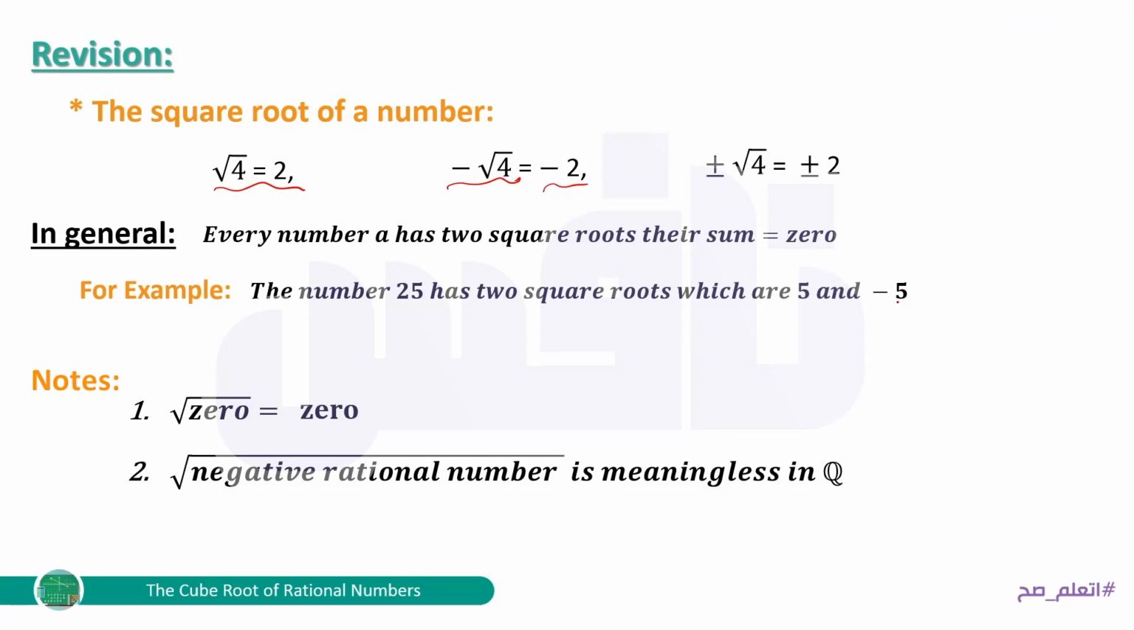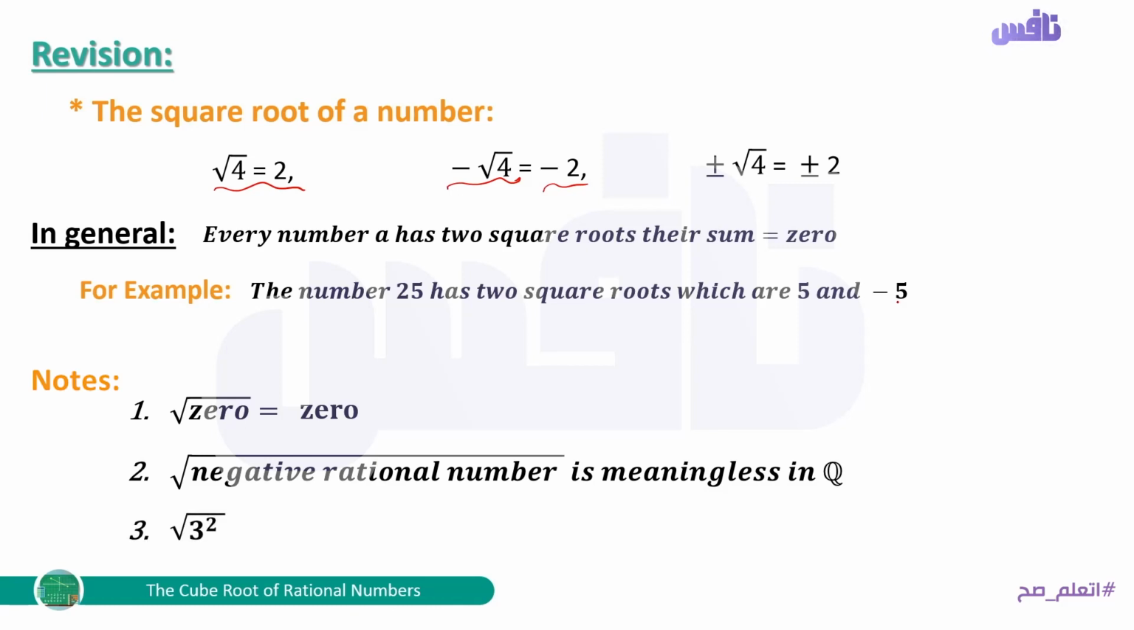Number 2, square root of a negative rational number is meaningless. We cannot find the square root for a negative rational number. Like we cannot find the square root of negative 4. We cannot find the square root of negative 9 and so on.